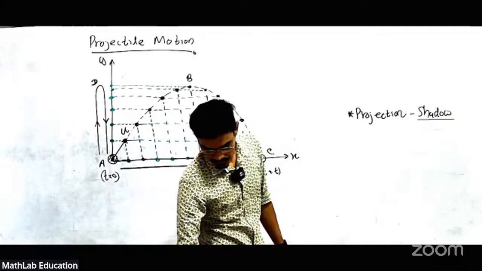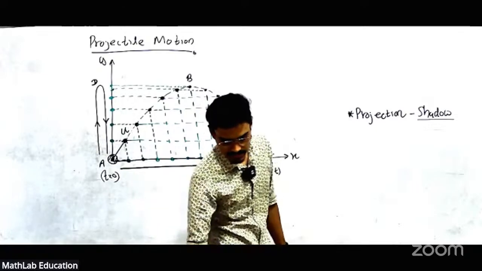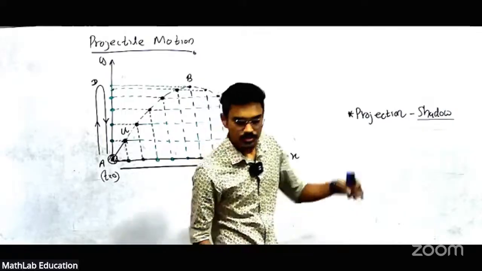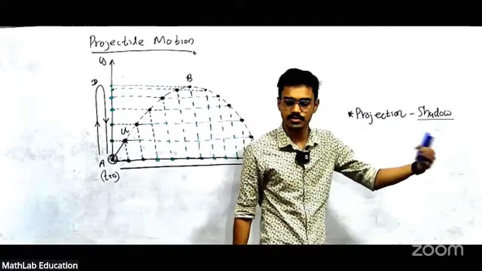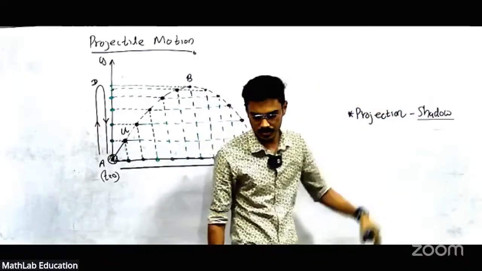Operation of projecting. Yeah, that meaning is for drawing. Projecting means drawing. Right? So here projecting and projection means the shadow.